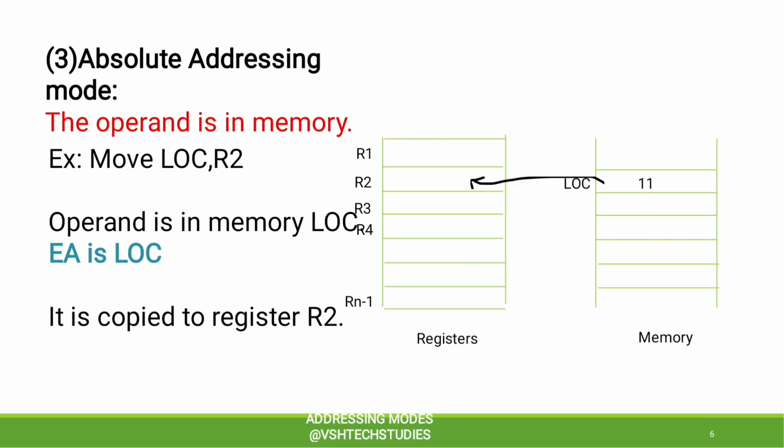Next addressing mode is absolute addressing mode. In this addressing mode, instead of register, a memory location name is taken. So here the memory location name is LOC. The operand in that location is transferred to register R2 because the destination mentioned is R2. Hence effective address is LOC, that is the memory name here.